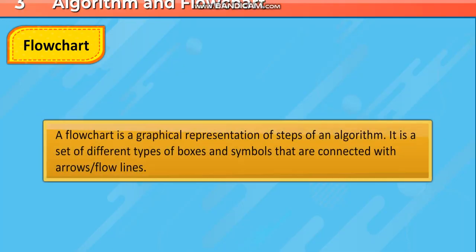Flowchart. A flowchart is a graphical representation of steps of an algorithm. It is a set of different types of boxes and symbols that are connected with arrows and flow lines.